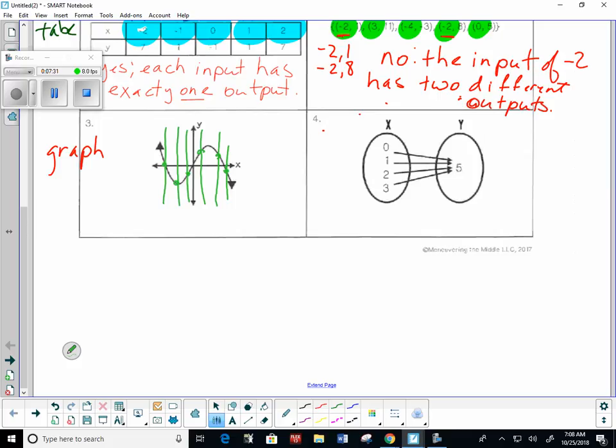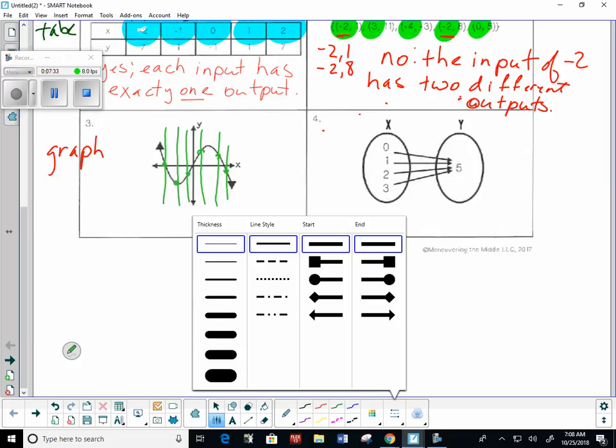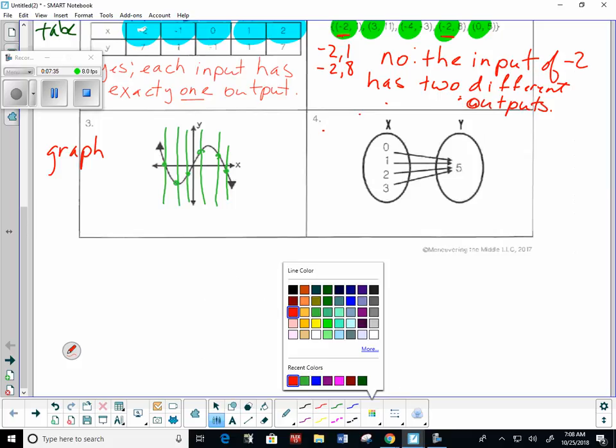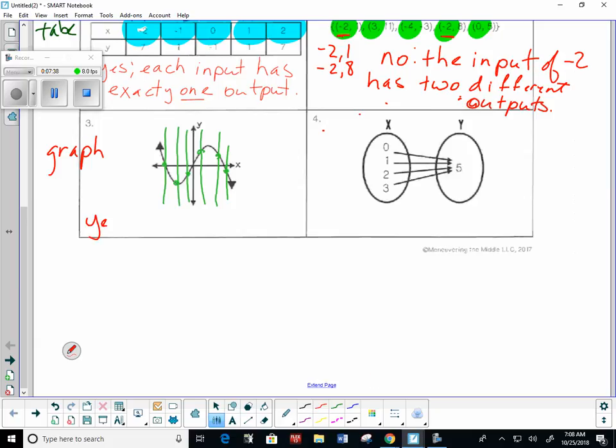So the answer then would be yes, it passes the vertical line test.